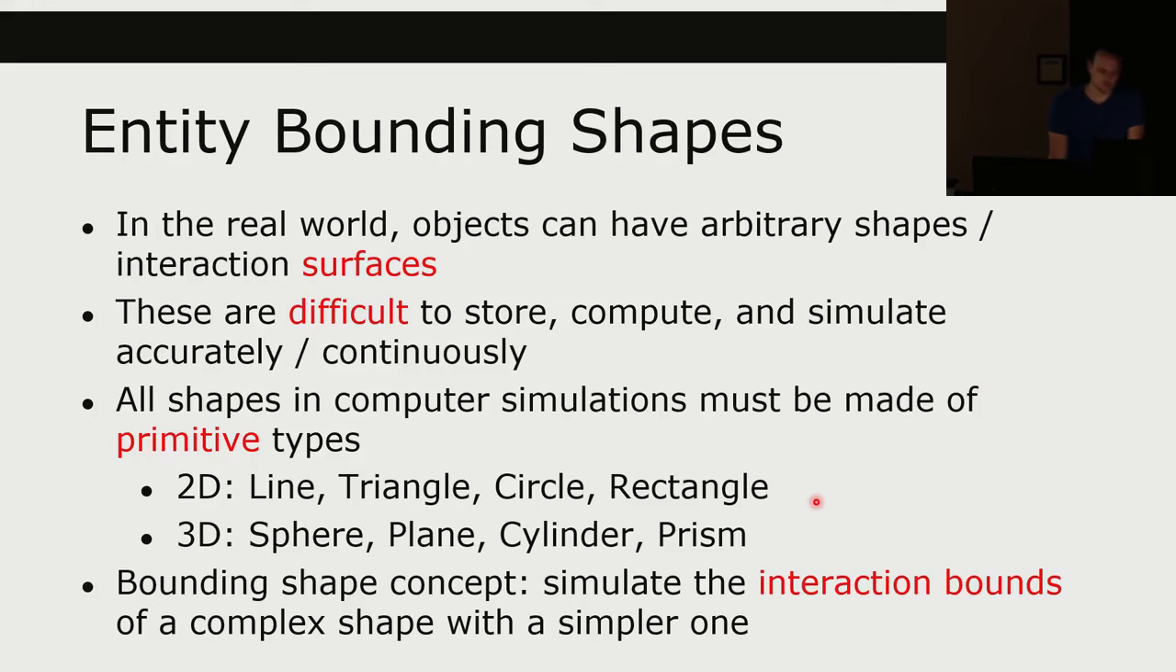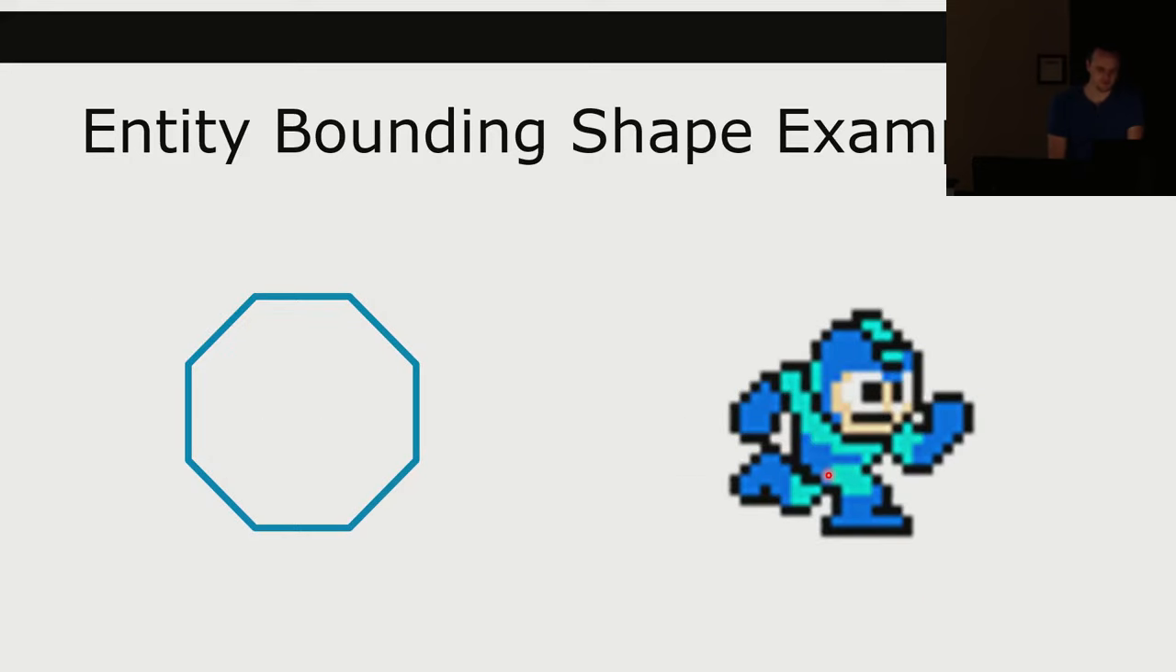But in this course, we're going to talk about just a simple bounding shape concept. So we are going to simulate the interaction bounds of a complex shape with a simpler one. For example, let's say in our game, like assignment 2, we have an octagon. Well, you can think about having to detect if an octagon truly interacts with something else. Well, you've got to detect if each of its sides collide with each of the other sides, or maybe each of the points, do they lie within another polygon, etc., etc.